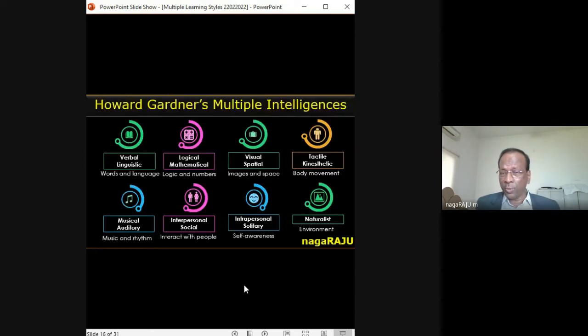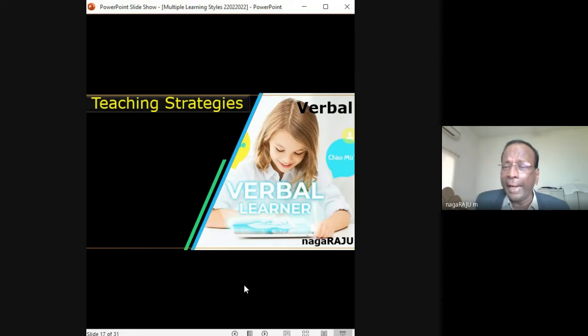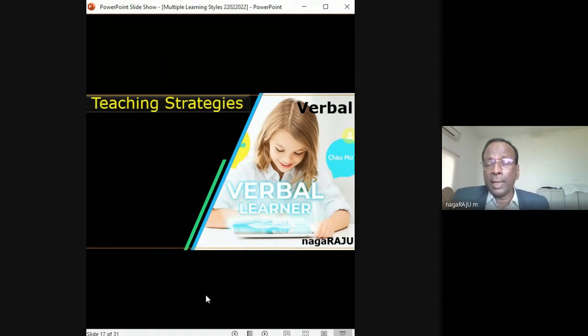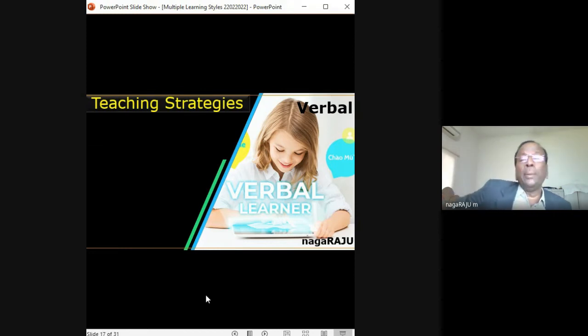So let's see each one of these styles individually, and also consider some strategies that we can use in the classroom to help these students. Suppose I teach English language in my class. When I am teaching English language, can I use any strategy that helps my verbal students? Because I know there are bound to be some verbal students in my class, a few of them at least. And to meet their needs, to meet their learning requirements, is there anything that I can do? Is there a strategy that I can use?